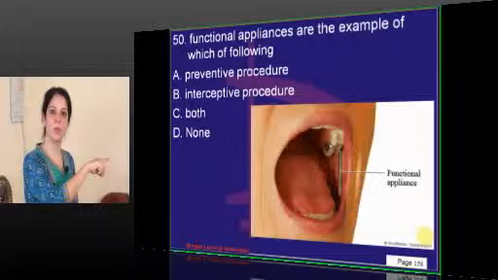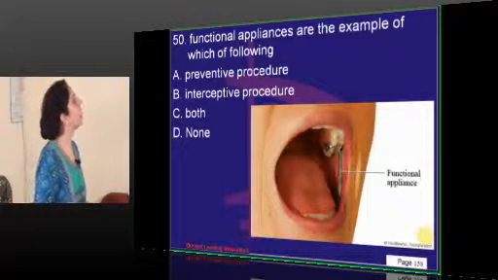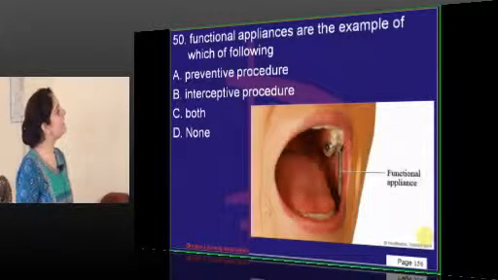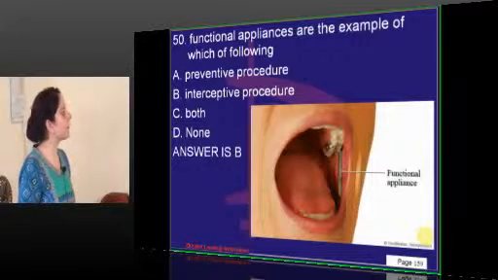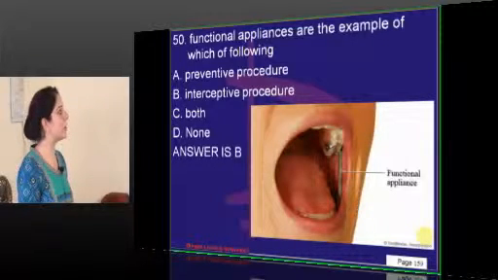Can this be the last one? Functional appliances are the example of which of the following? Answer is B. Again, it's an interceptive procedure.